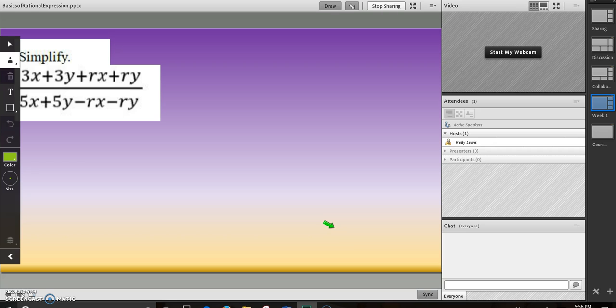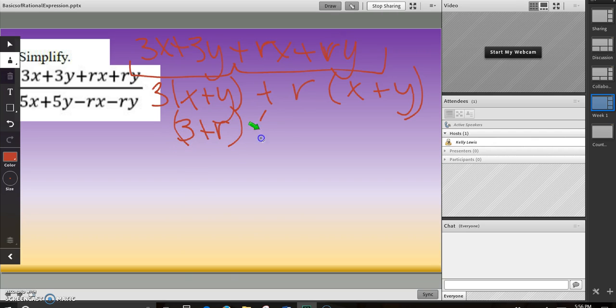Okay, let's do this guy. So this has 4 terms. So 3x plus 3y plus rx plus ry. So with 4 terms, you do these 2 and then these 2. So they have a 3 in common, and then you have an x and y. Means this has to be an x and y. And so they have an r, so we took out an r. So what this really is, 3 plus r, x plus y.